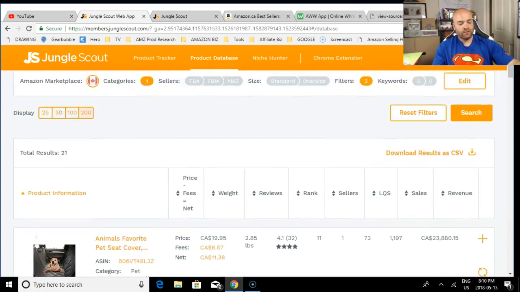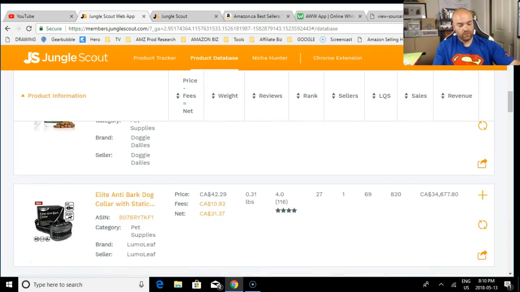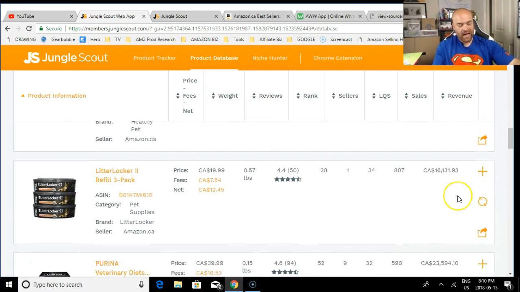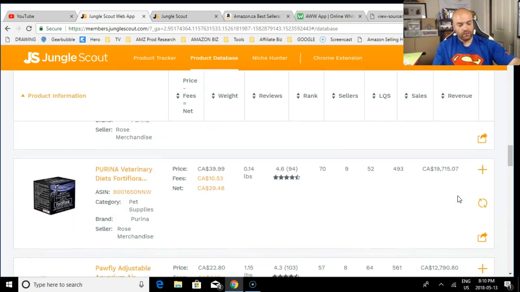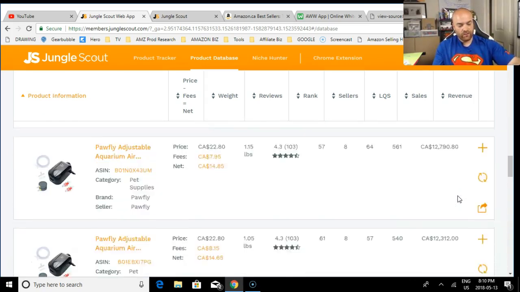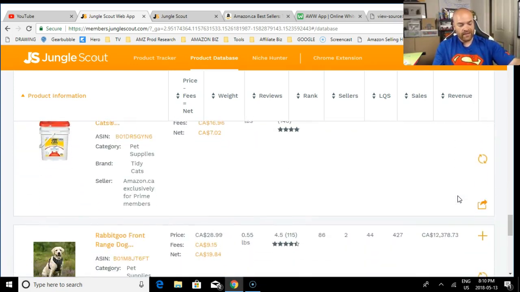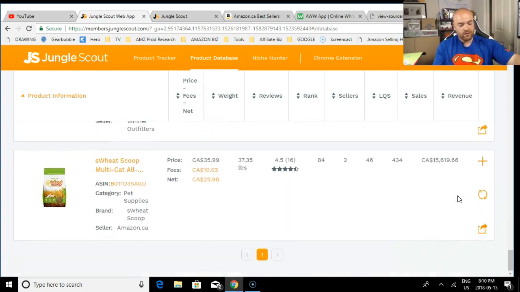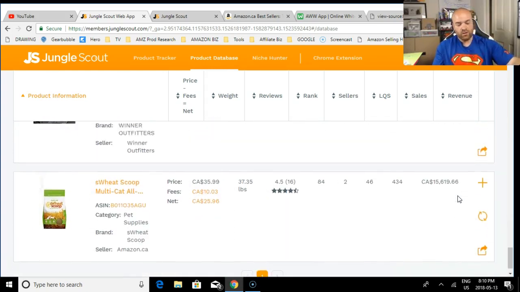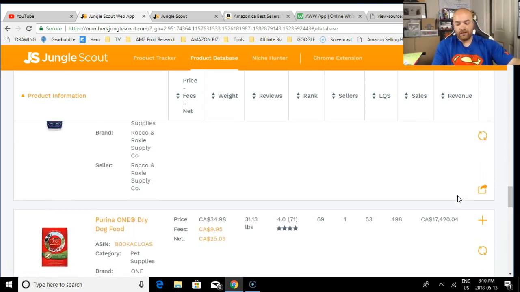We get 21. Now again, watch this. When I'm looking through pets, we get 21, but how many of them are dog food, cat litter? At least 10 are dog food and cat litter, again products you're probably not going to launch. Whiskers, dog food, and cat litter. And there's a lot of duplicates. So that brings it down from 21 to about 11, maybe to about 9.